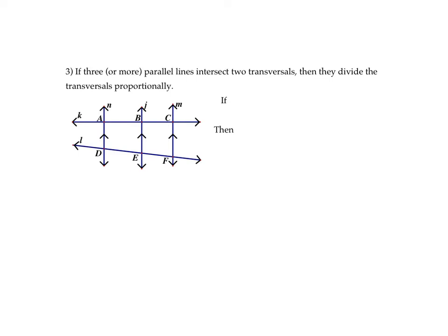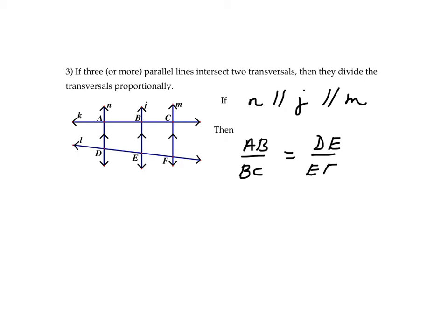Okay, our final theorem for today says if 3 or more parallel lines intersect two transversals, then they divide the transversals proportionally. So if line N is parallel to line J is parallel to line M, then line segment AB corresponds to line segment BC, in the same way that line segment DE corresponds to the length of line segment EF.